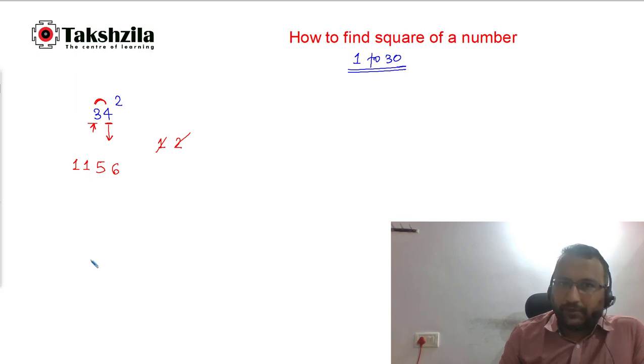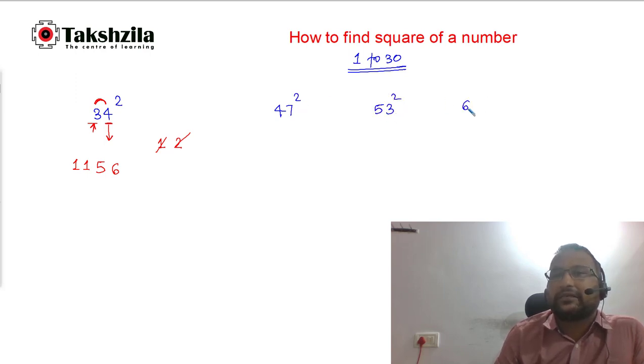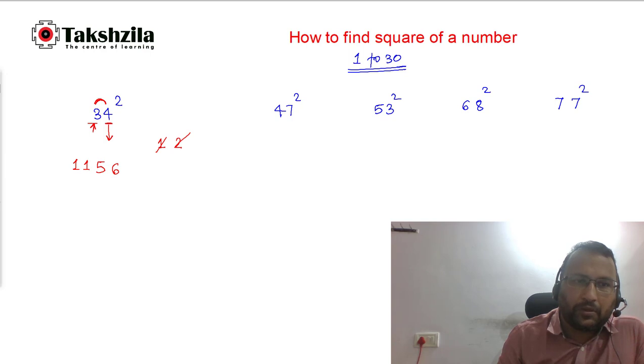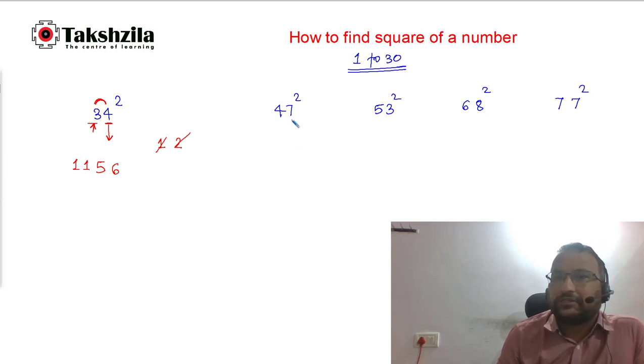Let's take one more example. I want to find the square of 47. Let's say I want to find the square of 47. Then let's say 53. Then let's say 68. Then let's say 77. Look here. So first of all, the first step is to separate the unit digit from the remaining number.